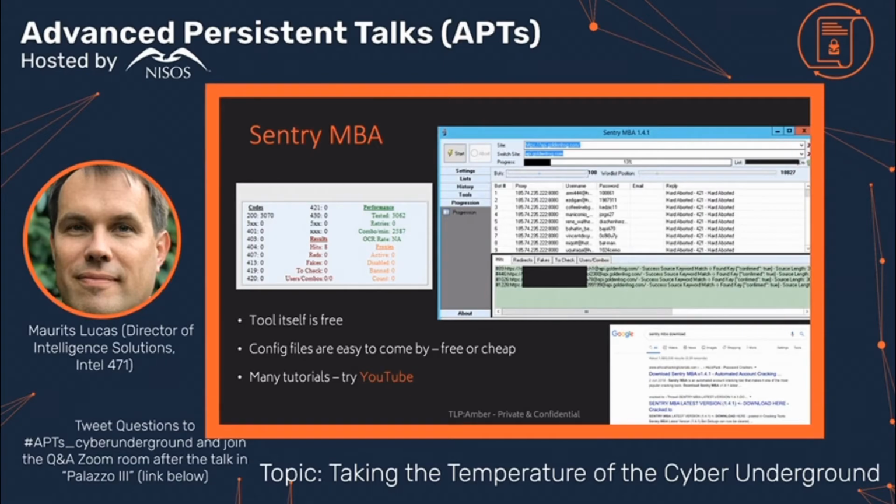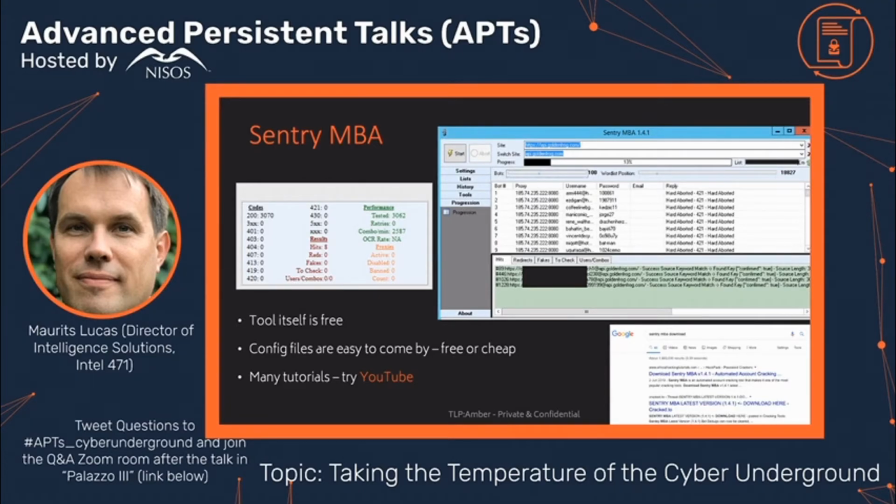Of course, those sites will all be trying to detect the use of Sentry MBA and tools like it. If there's a specific site that you want to target, you can also get someone to write the config for you, or you can even write it yourself. It's not massively difficult. But if the config you want isn't available for free, they're fairly cheap to get someone to write for you. And if you want to know how to use Sentry MBA, there are many tutorials. Again, a proof that it's not always the deep and dark web: YouTube has a fair amount of them, and that's certainly not the deep and dark web. So the cyber underground stretches all over, as it were.